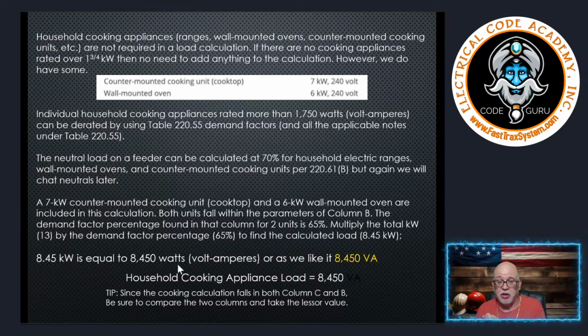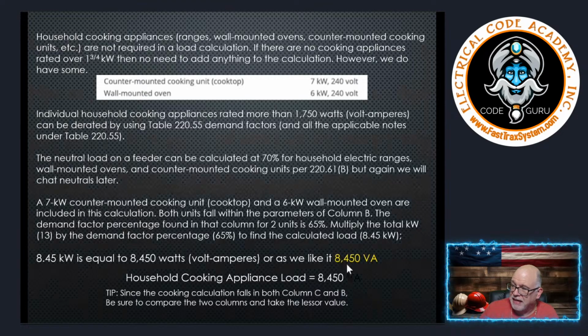So now, is 8,450 less than 11,000? Absolutely. So which am I going to use? I'm most certainly going to use the yielded result from column B, okay? So that is 8,450 for my cooking. Now, I'm going to write that down.